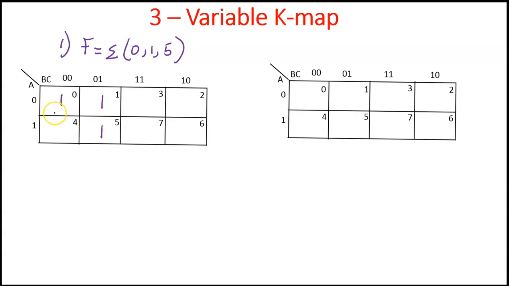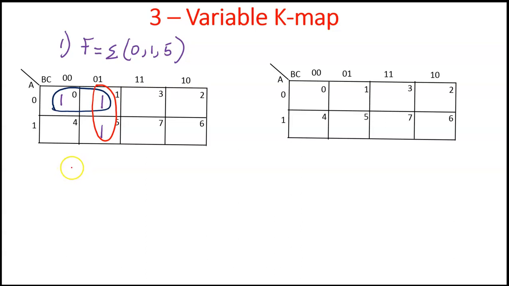Always we should remember we have to start from the maximum possible grouping to the minimum possible grouping. Here in a 3 variable K map, the possible groupings are double, quad and octet. So these are the possible grouping combinations. Here we are having only the double grouping. So this is one grouping and this is another grouping.